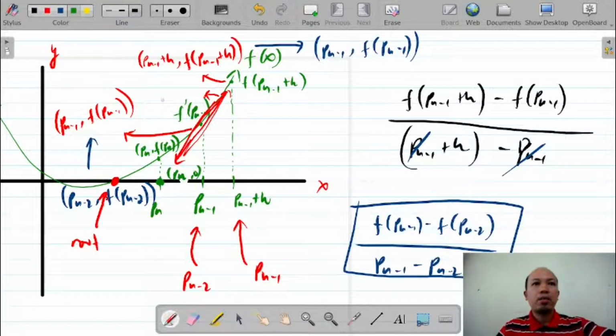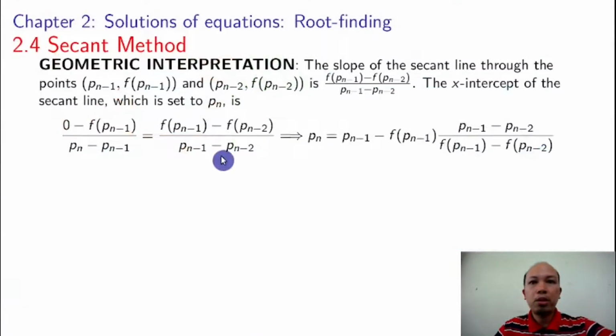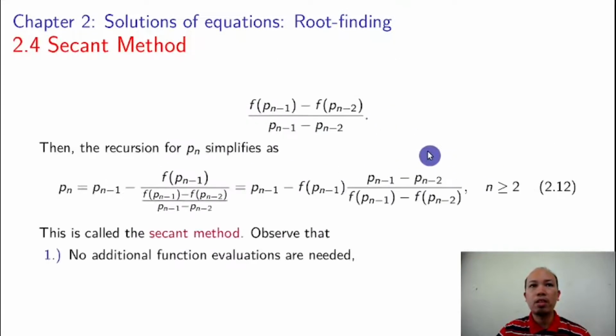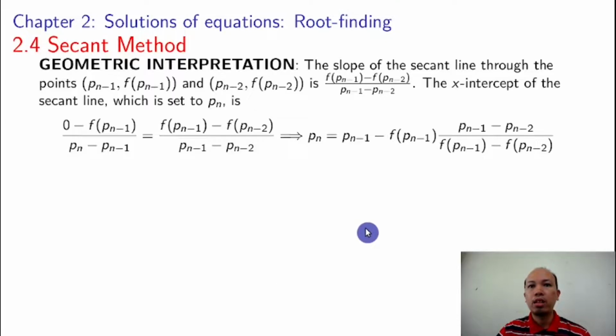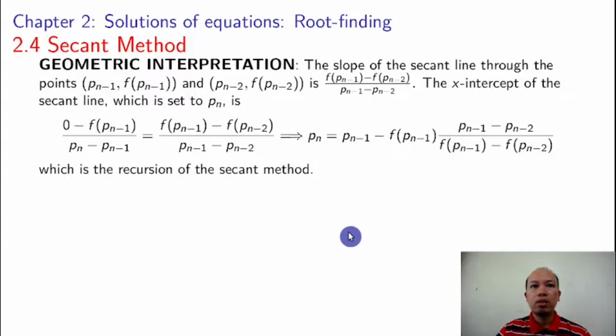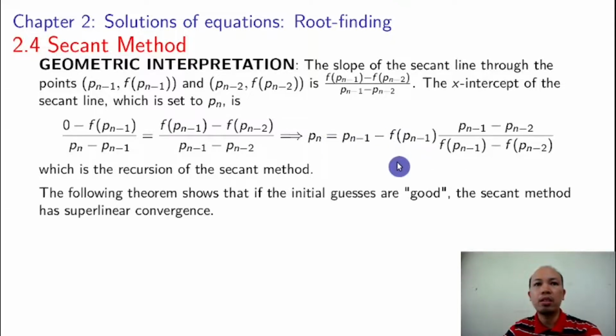Based on the formula here, you can simplify the x-intercept of the second line, which is set to p sub n. After simplification you will have this formula, which is the same as this one here. So this is the recursion for the second method. Don't forget this formula.